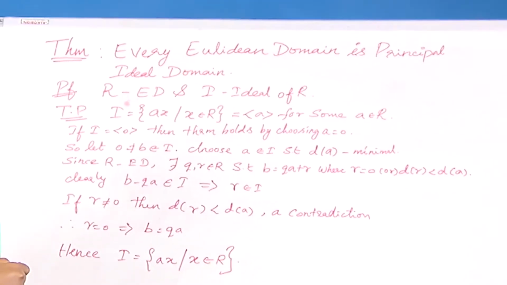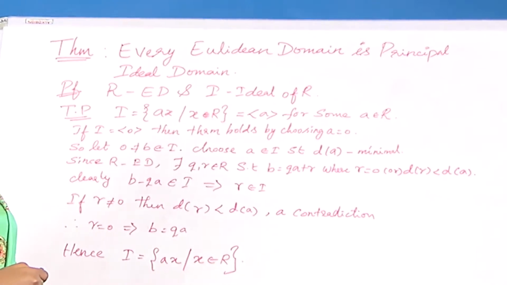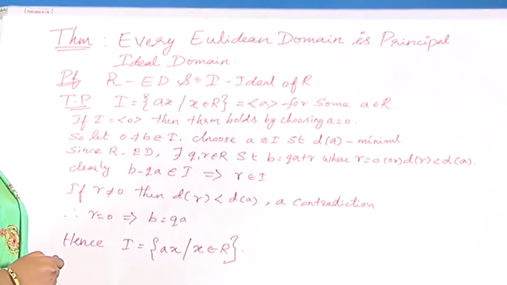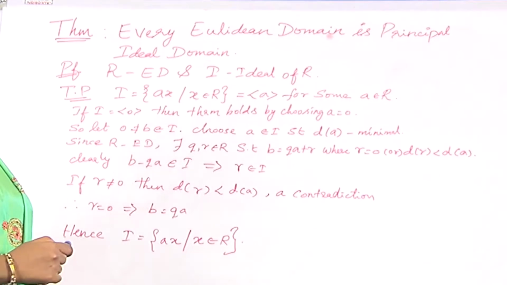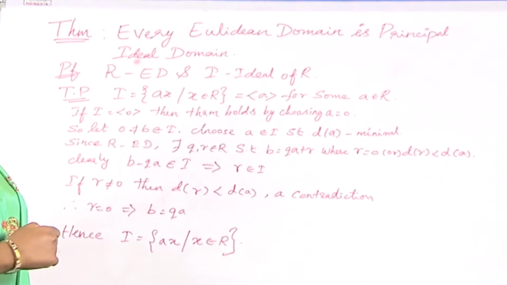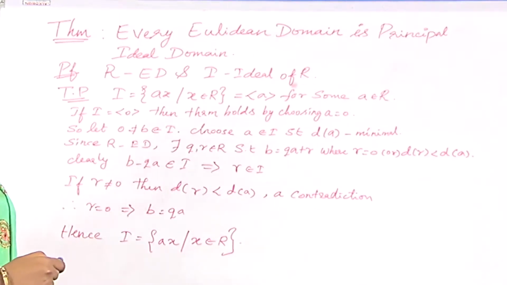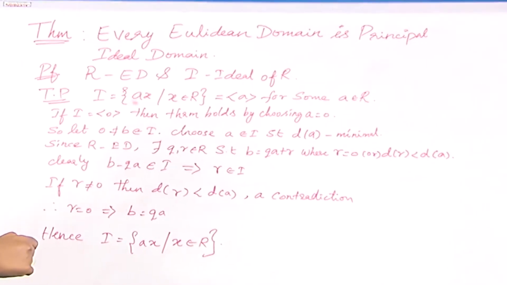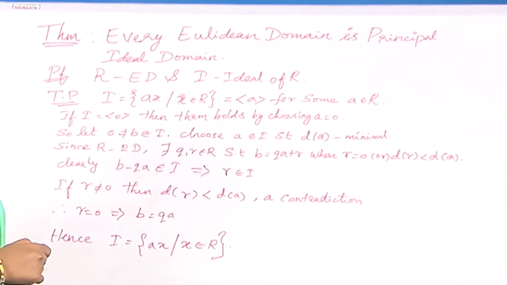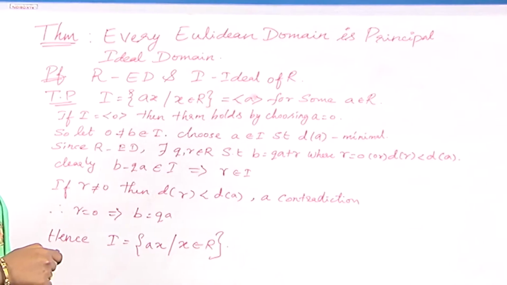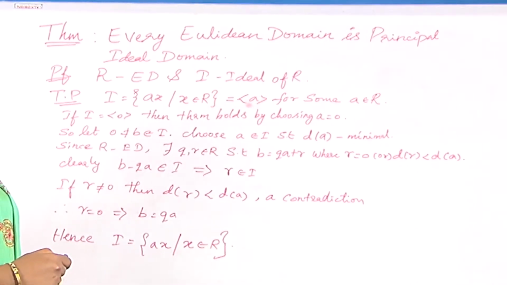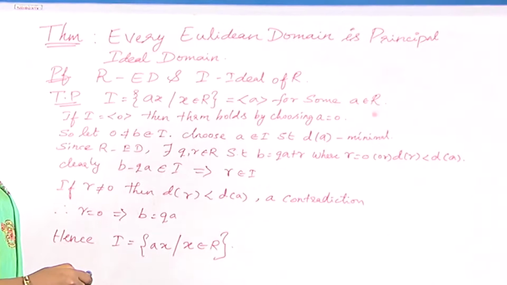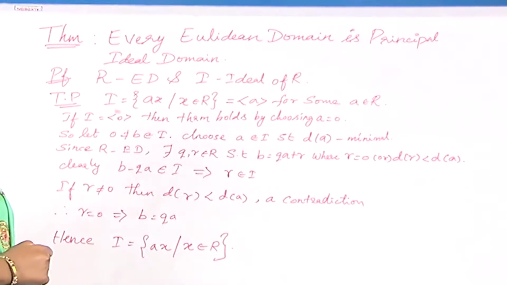Let R be a Euclidean domain and let I be an ideal of R. We need to prove that I is a principal ideal in order to show that this R is a principal ideal domain. Now we shall show that I is equal to the set of all ax such that x belongs to R, which is the set generated by a or the ideal generated by a, for some a belongs to R. So this is the definition of principal ideal domain, and this is what we are trying to prove here.